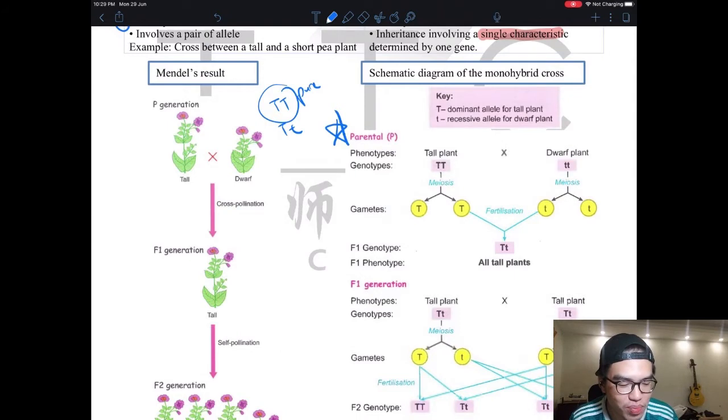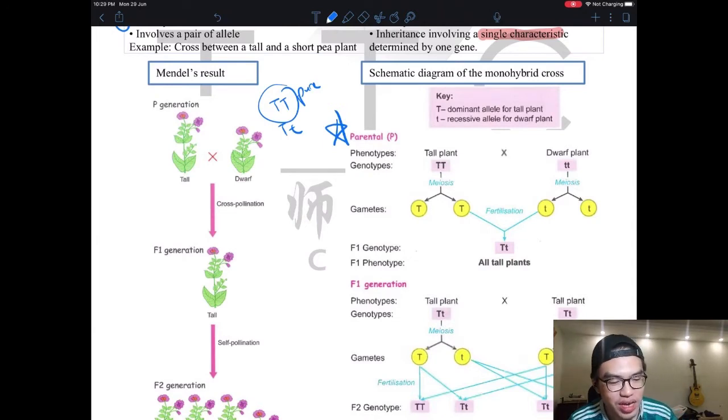So tall plant. Let's say your daddy is tall, pure breed tall. What does pure breed mean? Your grandfather, your grandmother, your great-grandfather, your great-grandmother, everyone is tall. Everyone from your father's side is super tall. That means most likely 99% he'll be pure breed.